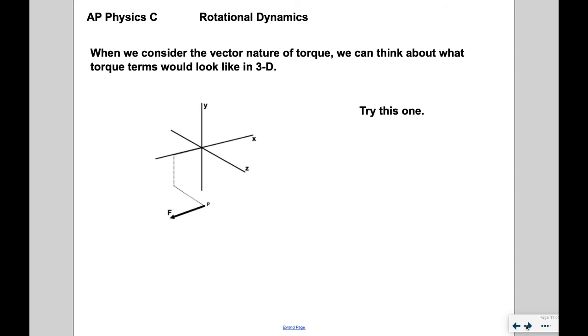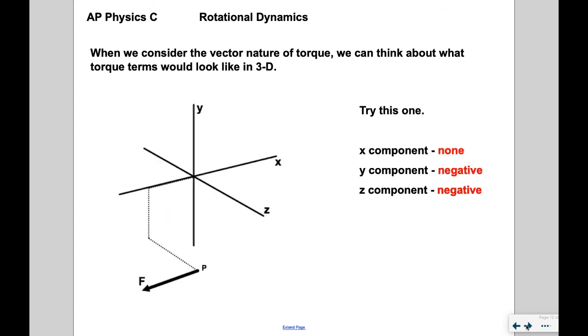So here's another one. You can try it. Once again, you want to orient your right hand so your fingers are pointing to the left, and you want to move your hand in such a way as to grab each of the axes. We would find that since it's parallel to the x-axis, it generates no torque there.